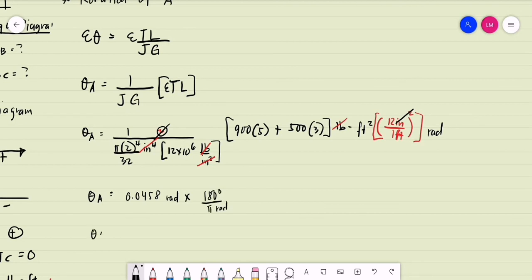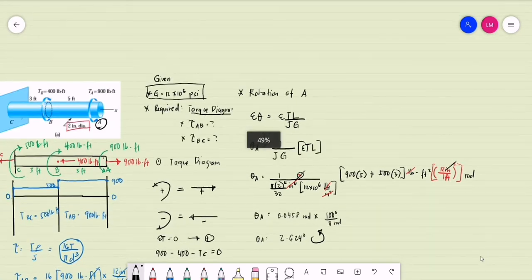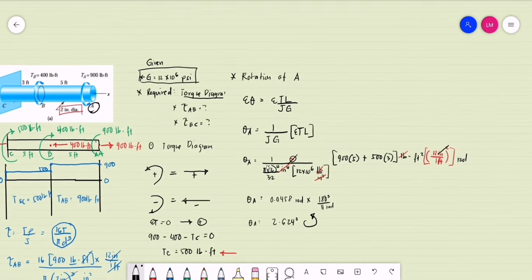So we have the angle of twist at point A in degrees. So we have 0.0458 multiplied by 180 degrees, divided by pi. So the rotation in angle is 2.624 degrees. This will be the rotation at point A. As you can see, this is positive, which means the rotation is counterclockwise. This will be our solution for the computation of the rotation at the free end.